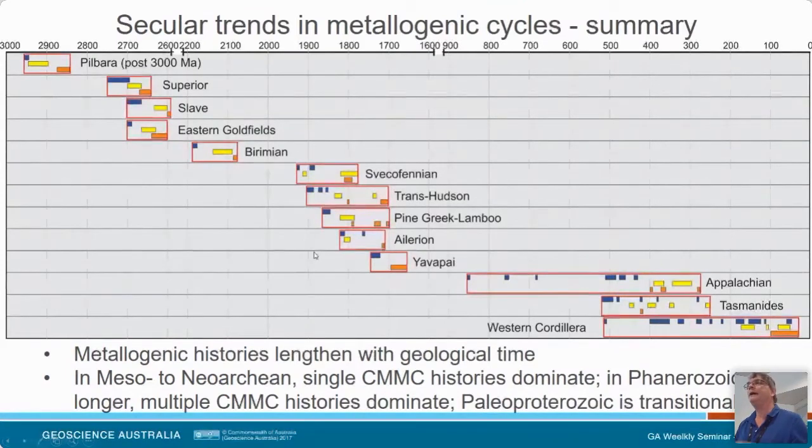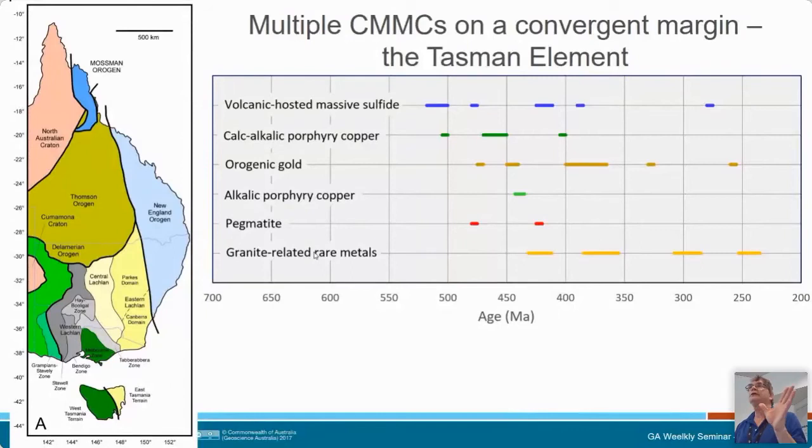So there's some systematic patterns that we think relate to tectonic evolution associated with mineralization. And I'm going to look at this in detail in Eastern Australia. So we're going to go look in detail in the Tasman elements.